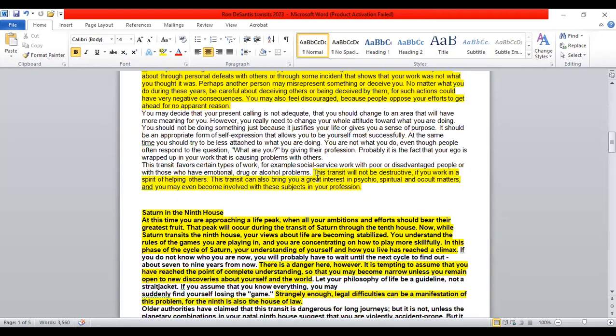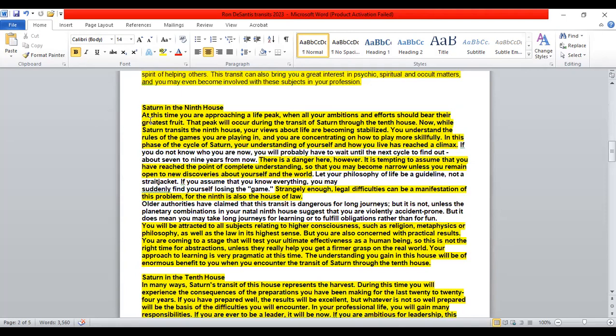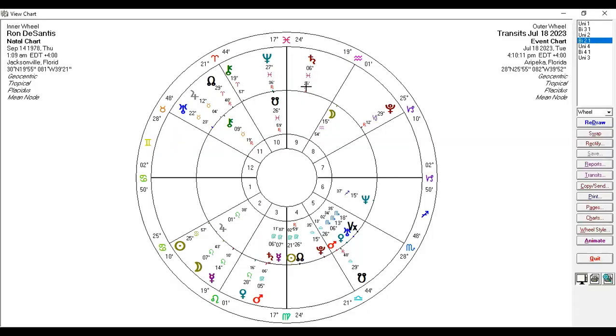Give you that one. Saturn in the 9th house. Let's go look at that real quick. Okay, so he's got Saturn in the 9th house here. And that's what's going to be coming over his midheaven. So we had Uranus going over Trump's midheaven next year, and then Saturn will go over DeSantis's midheaven next year. Very interesting. So let's look at that one.